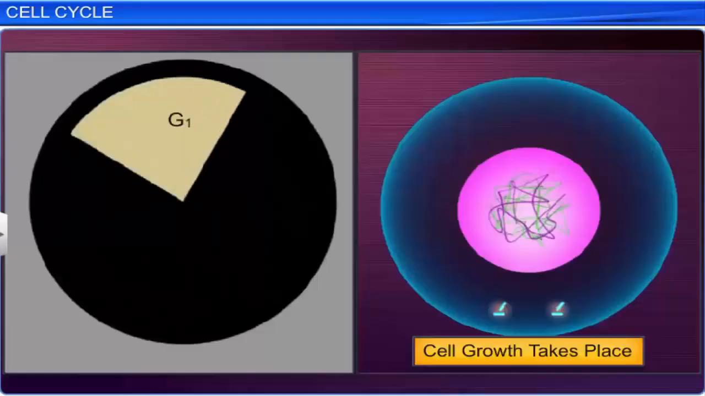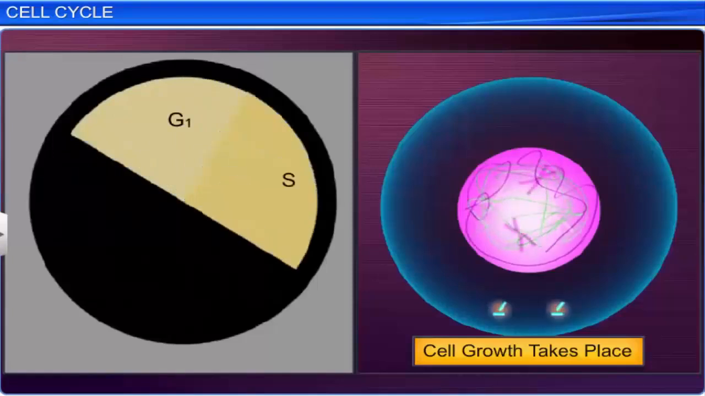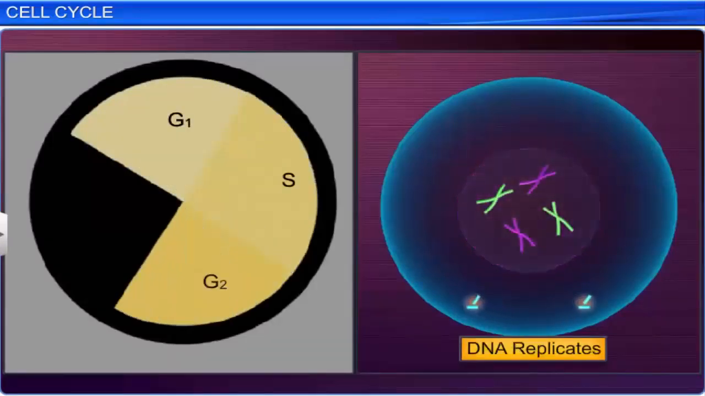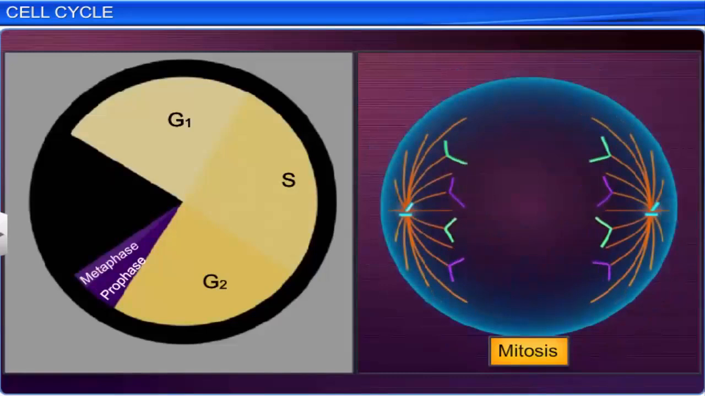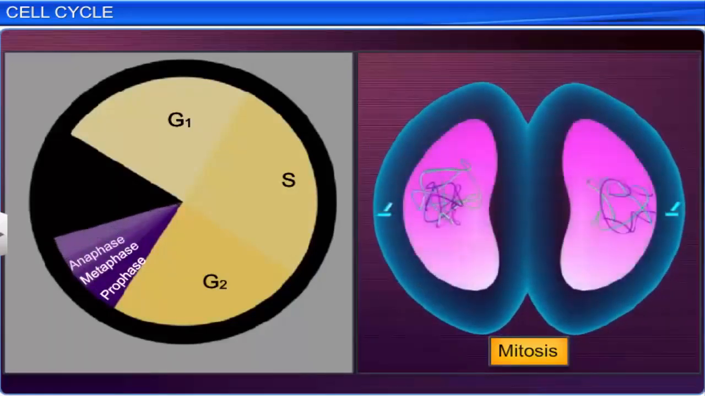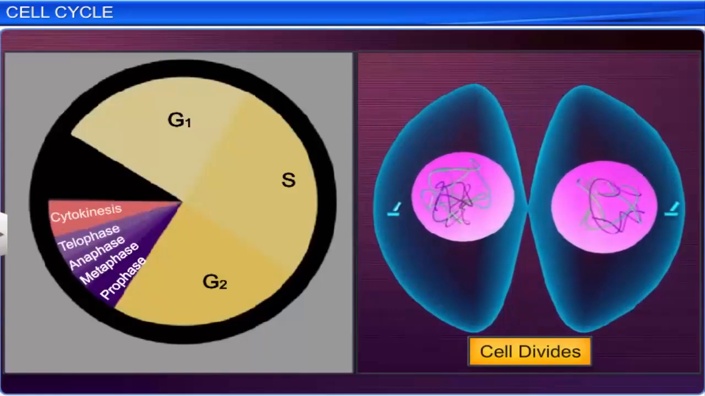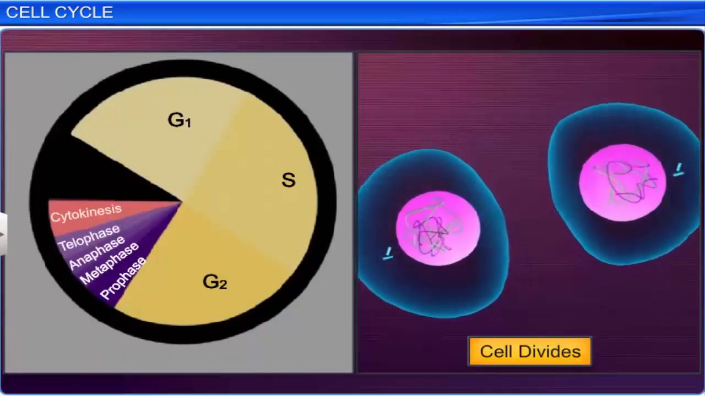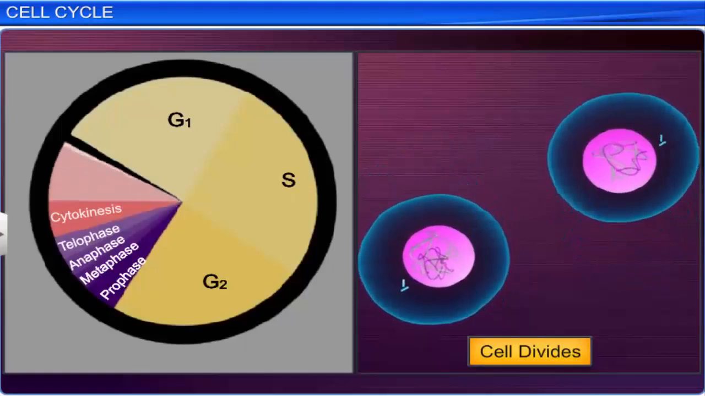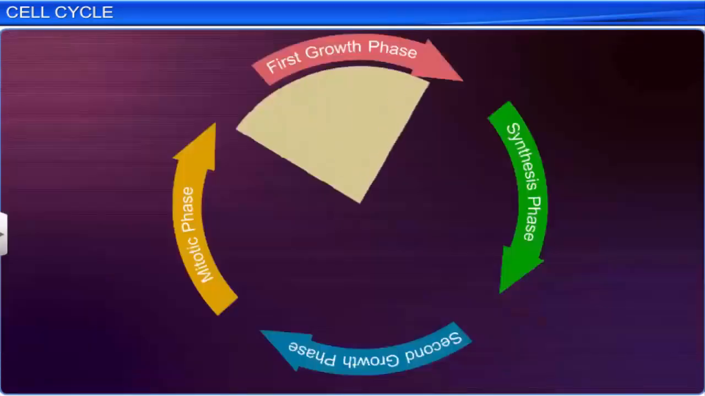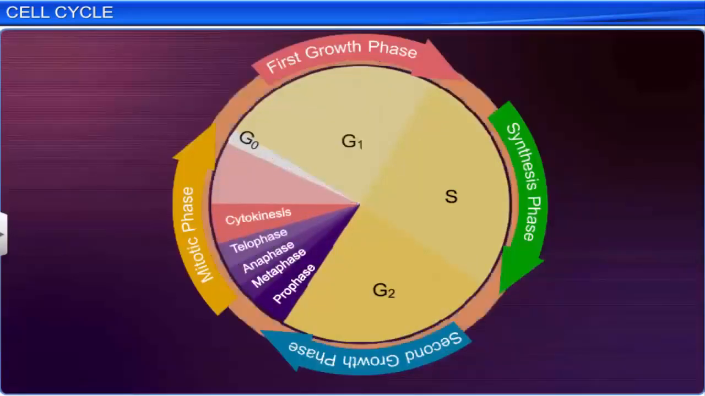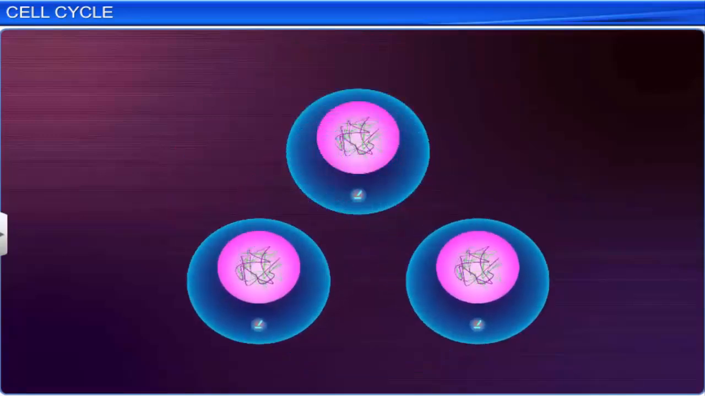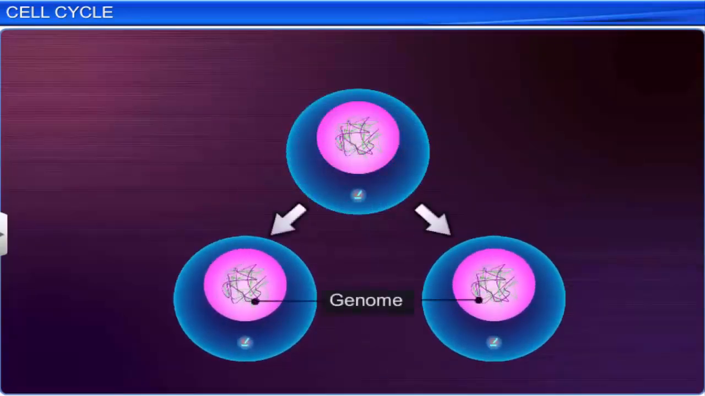During this process, cell growth takes place, followed by DNA replication and cell division. However, the process must take place in a coordinated manner, so that each cell divides correctly and the genomes in the progeny cells remain intact.